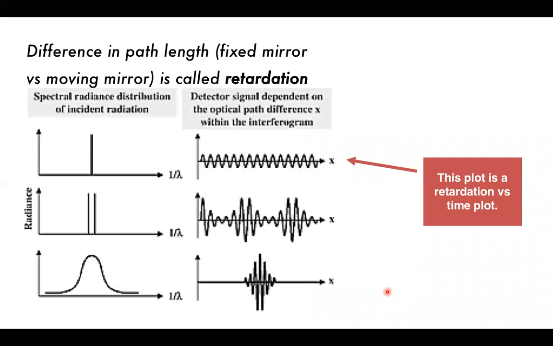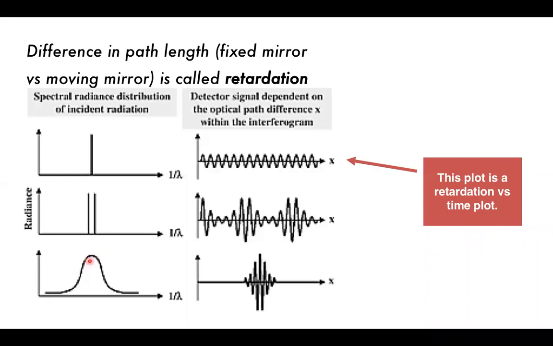The difference in the path length between a fixed mirror and a moving mirror is called retardation. So this is just slowing down, or the difference in speed of the two waves. This is the frequency domain, the spectral radiance distribution of incident radiation. Here we can see the radiance power at the different frequencies, and if this is the incident, then once it has passed through the mirrors, one is going to be retarded versus the other, and so we'll end up with 2 peaks.